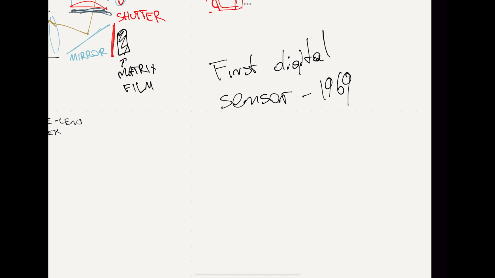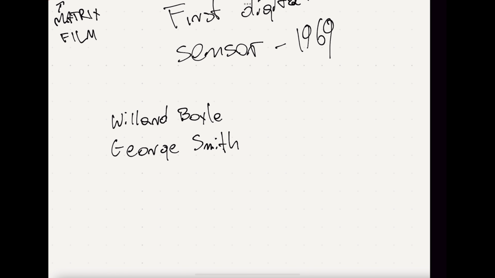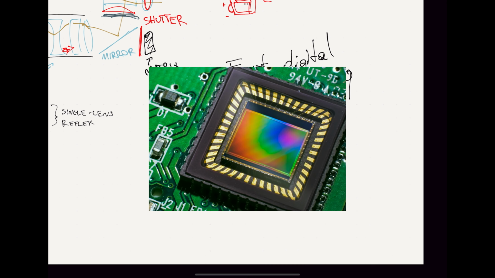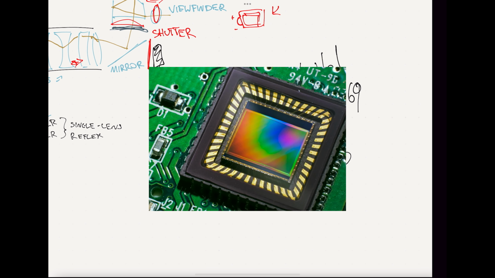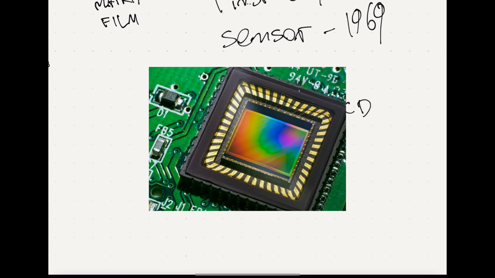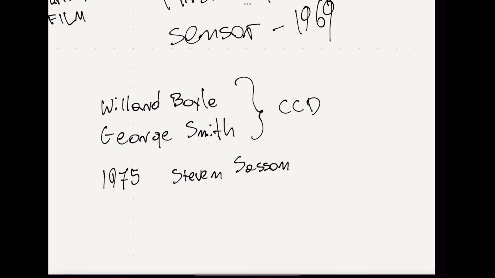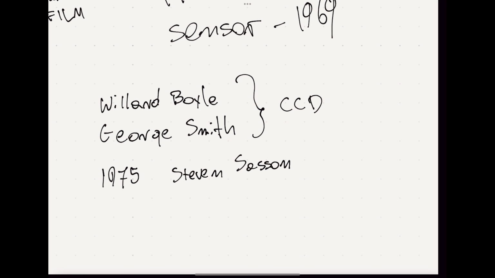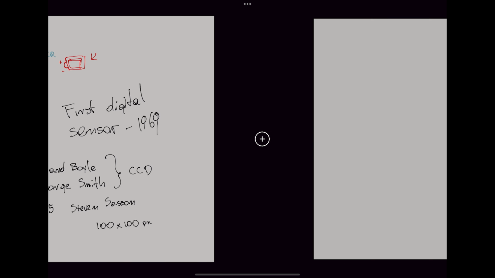1969. Nice. So when Willard Boyle and George Smith invented the CCD, charge-coupled device, which was basically the first digital sensor. Then in 1975, Stephen Sasson, an engineer from a small company called Kodak, invented the first digital still camera that was able to carry a 100 by 100 pixel matrix. So yeah, it was a beast, pretty much.